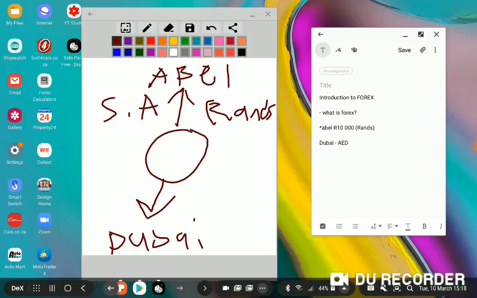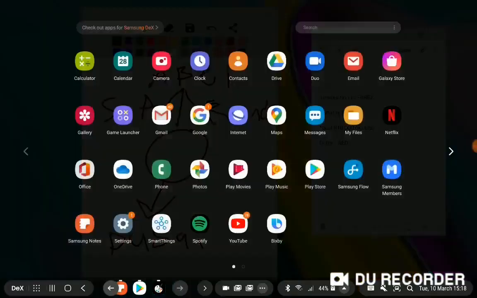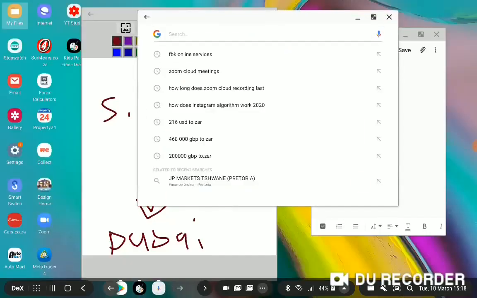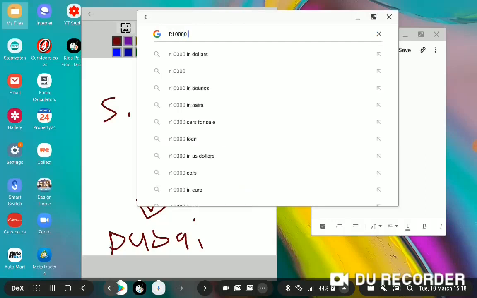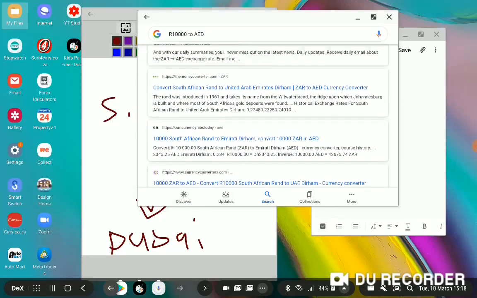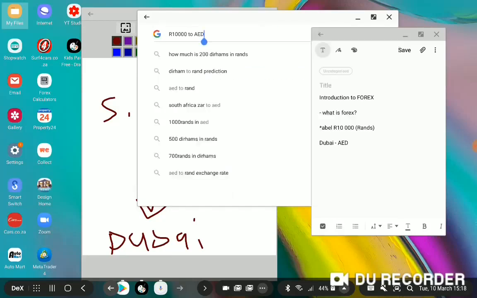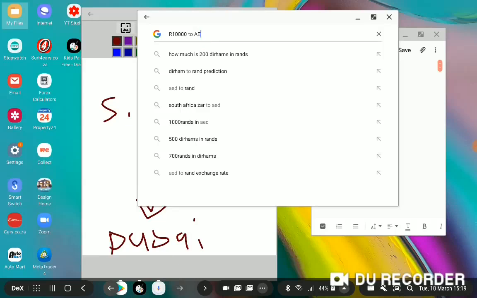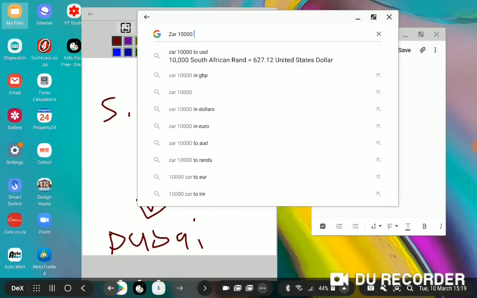Now, I'm just going to Google right now just to convert 10,000 rands. It's AED actually. Yes, let's see how much it is. Let me rephrase my statement. It's AED. All right. Let me rather say 10,000 ZAR. I just wanted Google to give me a straightforward answer directly without actually having to do so many things.